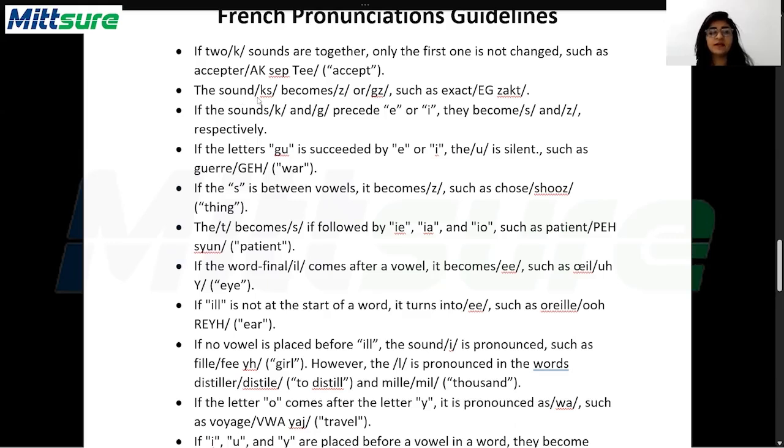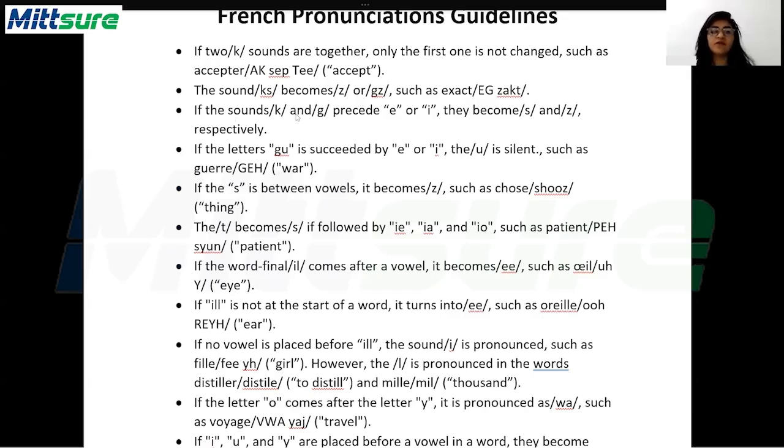The second is X. The sound of KS becomes GZ. Yes, the sound of X will become GZ. For example, in the word exact, the X will have the sound of G and Z together.